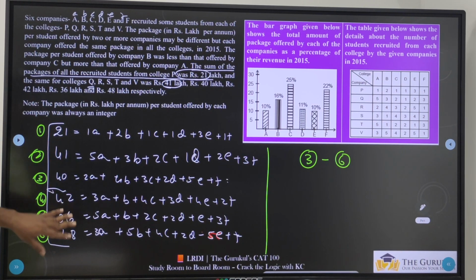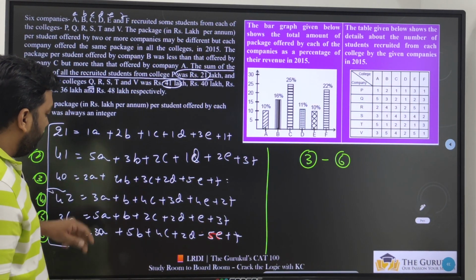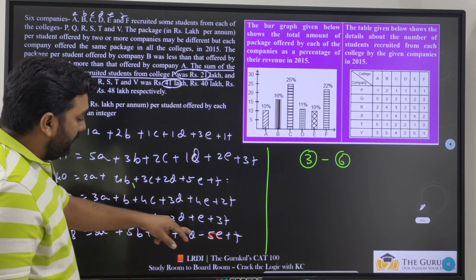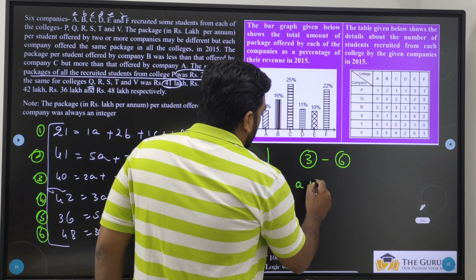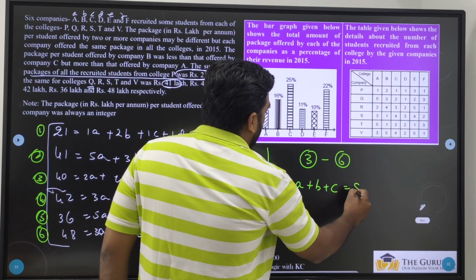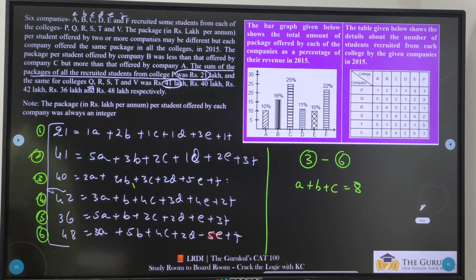6 minus 3 or 3 minus 6, whatever. Then we will be getting A minus B minus C. Remaining all are equal. So A plus B plus C is equal to 8. That is what we are getting.